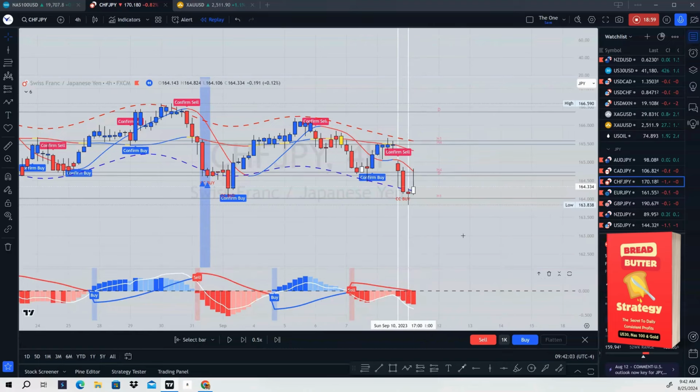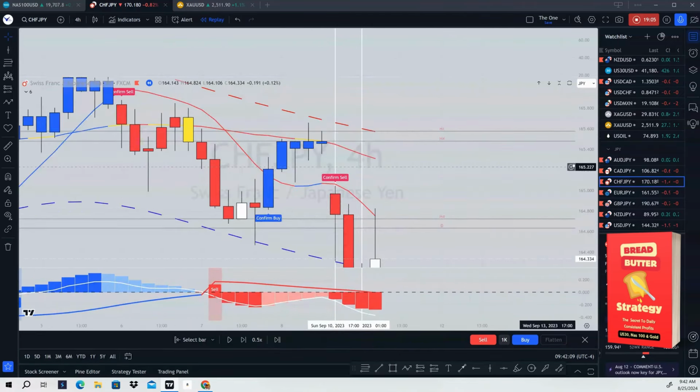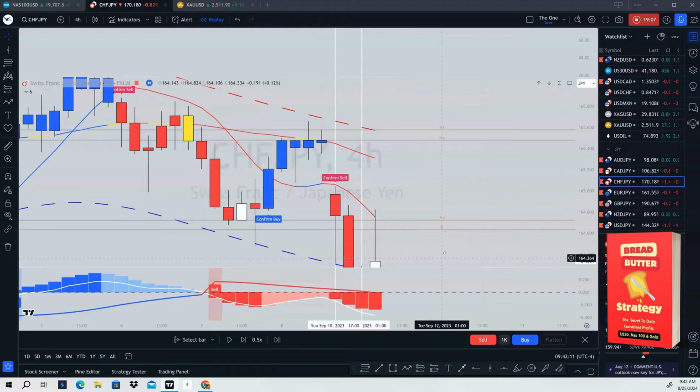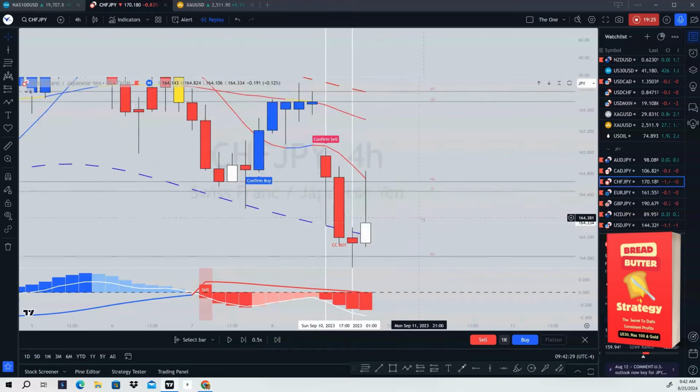Okay, now here's where the difference is. Can you guys see here on this 1 hour high probability spike? Okay, we did not get a CC buy. Price was not outside the band, but here price was outside the band. So whenever price goes outside the band, that is a valid CC buy or CC sell. Okay, and price will reverse, and that's what we have here, price reversing.